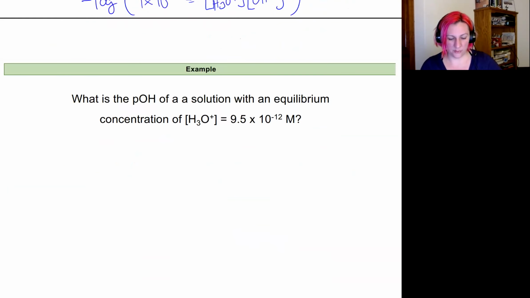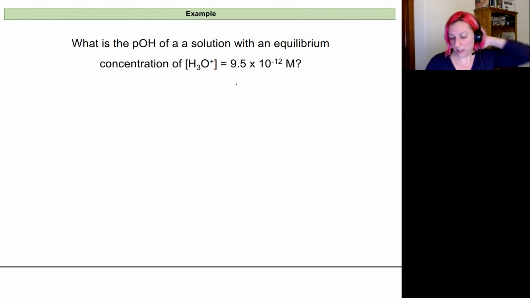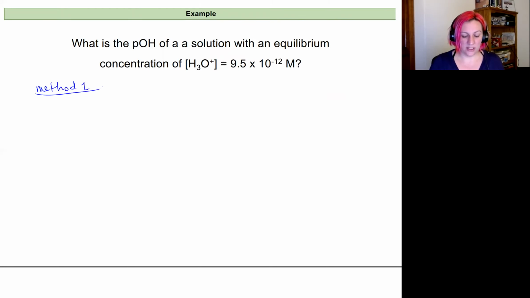Let's do an example. So what's the pOH of a solution with an equilibrium concentration of hydronium ion that is 9.5 times 10 to the negative 12? There are actually a couple ways of solving this. I'm going to show you two different ways. So here's method one. Method one is going to use KW.